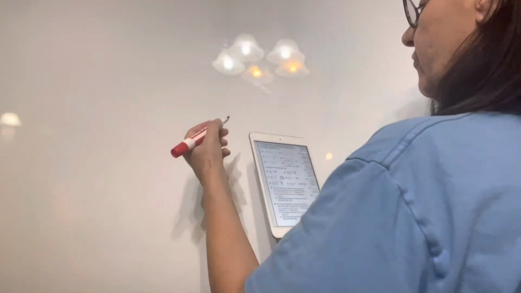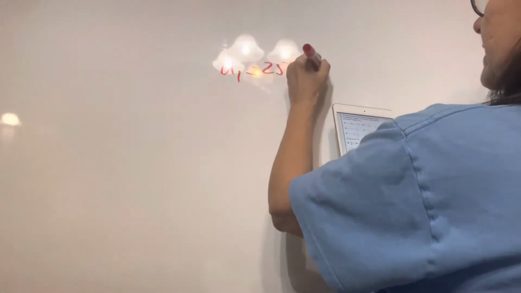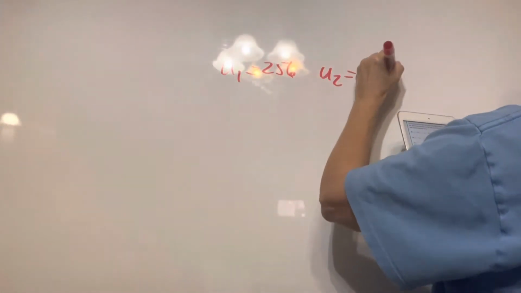All right, this is a video from lesson 1.6, problems 23, 25, and 39. I'm going to focus on the explicit formula. Number 23 says u sub 1 is 256, u sub 2 is negative 64.